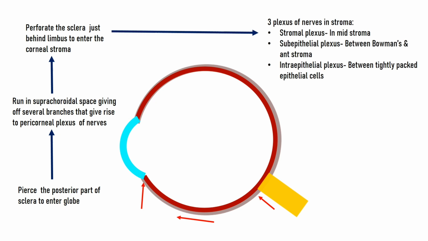3 plexuses of nerves are present in the stroma. First is the stromal plexus, which lies in mid-stroma. Then is the subepithelial plexus that lies between the Bowman's and the anterior stroma. Last is the intraepithelial plexus that lies between tightly packed epithelial cells, and this is where the nerve endings terminate as intraepithelial free nerve endings. The reason why epithelial defect is such a painful condition is because these free nerve endings get exposed and irritated.